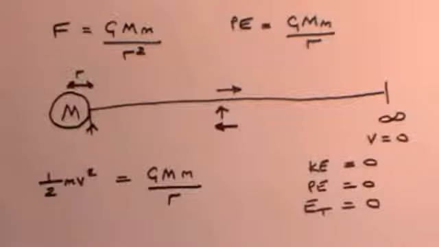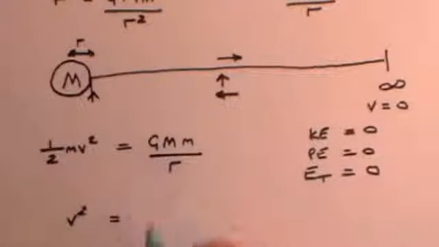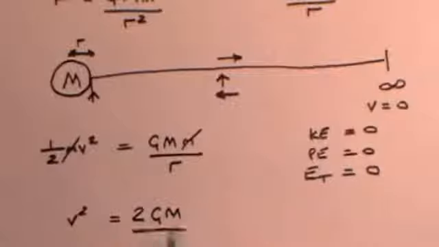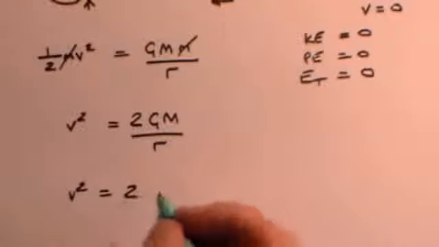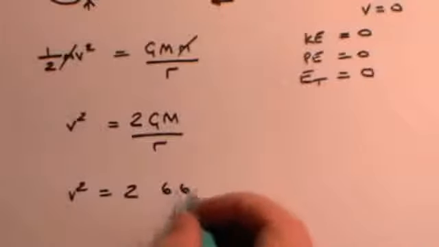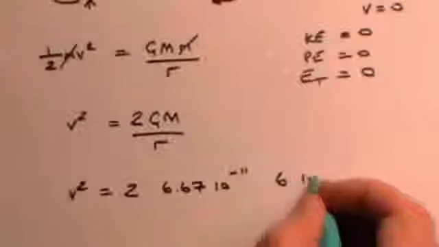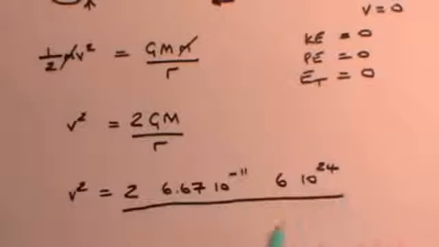And we can simply rearrange that to show that v squared is equal to, bring this 2 up here, 2, the m's incidentally cancel, so this now becomes 2GM over r. That's the v squared. And we can calculate that. V squared is equal to 2. Well, G is the gravitational constant, that's 6.67 times 10 to the minus 11. The mass of the Earth is 6 times 10 to the 24 kilograms, divided by the radius of the Earth, which is about 6,400 kilometres, so that's 6.4 times 10 to the 6 metres.